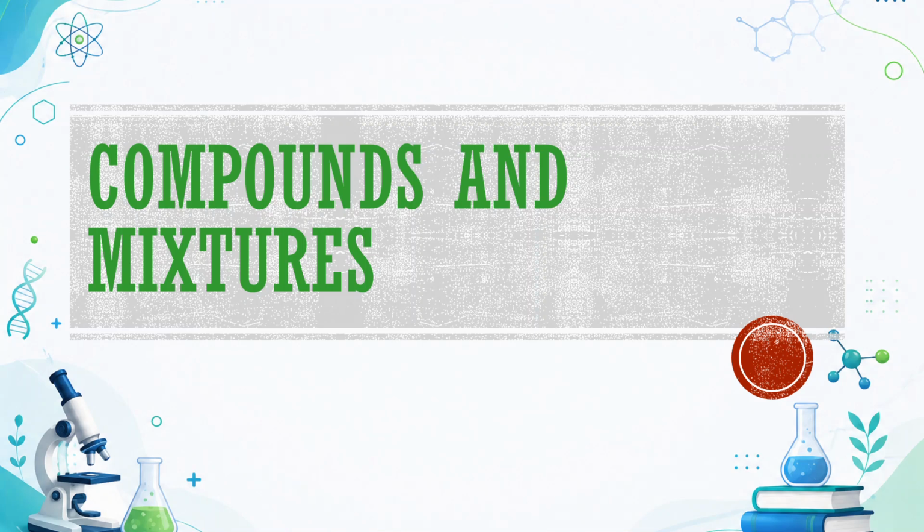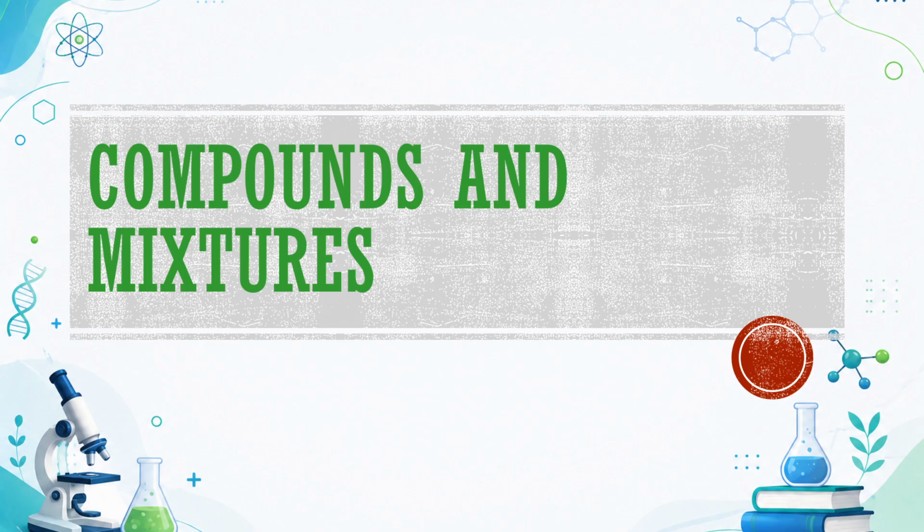Hello everyone, welcome back. In our last lesson, we learned about atoms, elements, and periodic tables. We learned that elements are pure substances made up of only one type of atom. So, in this session, we are going to learn more about what happens when elements combine, and how compounds and mixtures get formed.